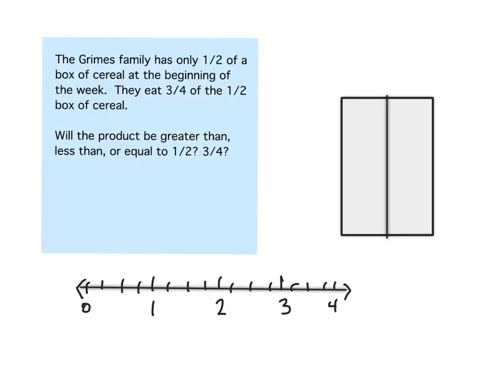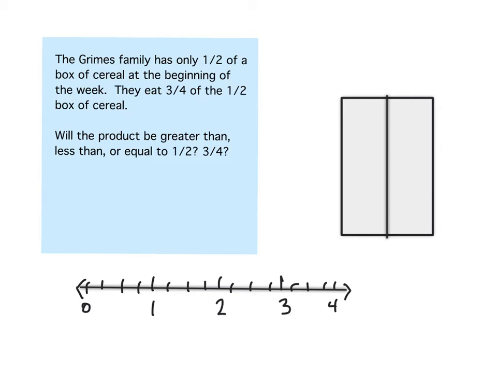The Grimes family had only half of a box of cereal at the beginning of the week. They eat 3/4 of the 1/2 box of cereal. So we have 2 questions here. Will the product be greater than, less than, or equal to 1/2 and 3/4? So let's think just of a half. If they eat 3/4 of the half of a box of cereal, is it going to be less than, equal to, or greater than a half? Well, they're not going to create more cereal, so it's not going to be greater than.